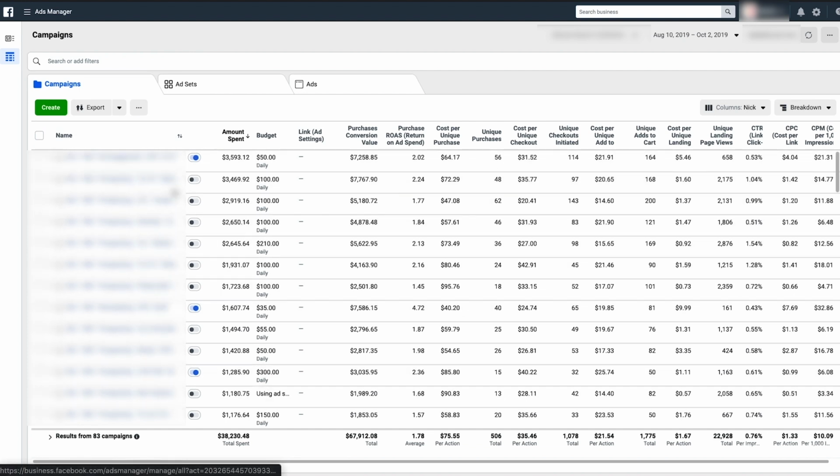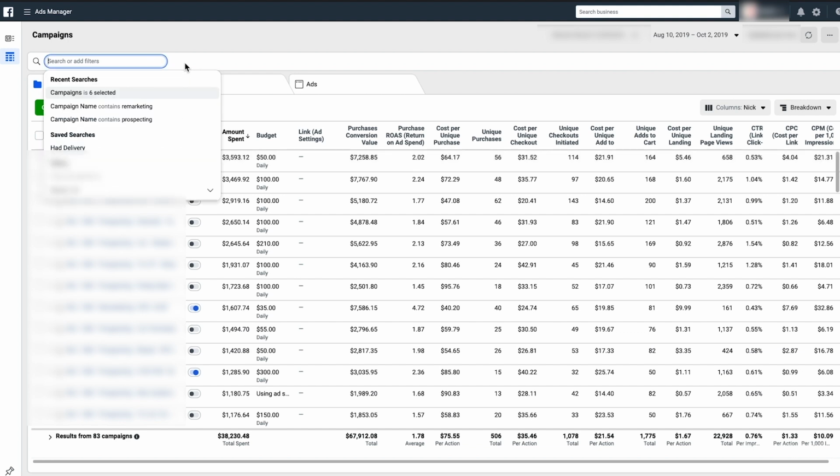Why naming conventions are important is because if I needed to look at a specific part of the funnel, I could do it easily. I could do it quickly, and I am able to communicate it to my team. For this, I want to understand cold traffic.